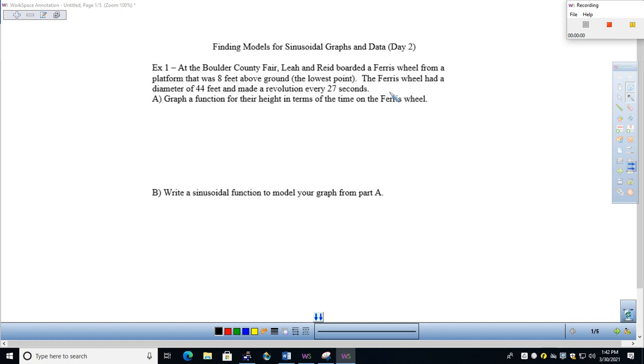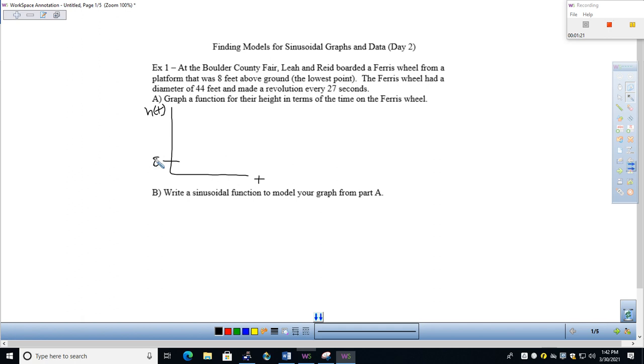So I guess what I'd ask you to do just right off the bat is give me a little L-shaped first quadrant coordinate plane, and we're relating two variable quantities, so t and the height in terms of time, so h of t. And let's see what we've got going on. Getting on at the platform, which is 8 feet above ground, which will be our lowest point. So we don't need a whole lot here in terms of the scale. We just need the low point, which is 8.